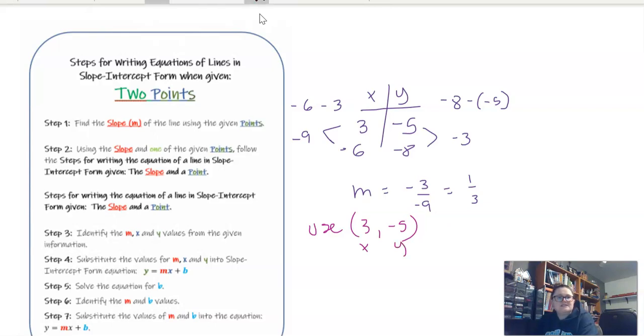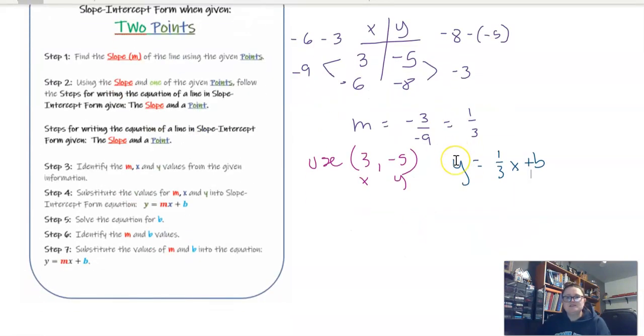Now I just write an equation, y equals, and I know it's going to start with 1/3 x plus b. Then I can replace the y with -5 and the x with +3, because I know that if I put 3 in for x, I should get -5 for y. And now I just need to figure out what b value makes that happen. So I'm going to solve this equation for b.